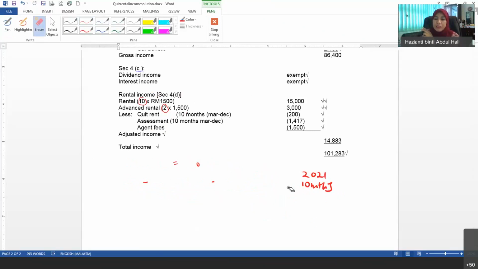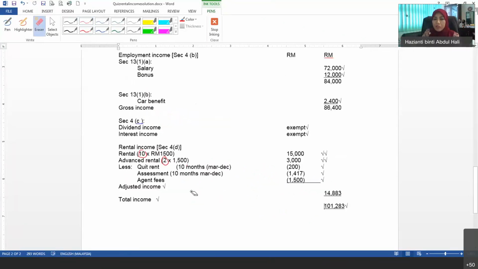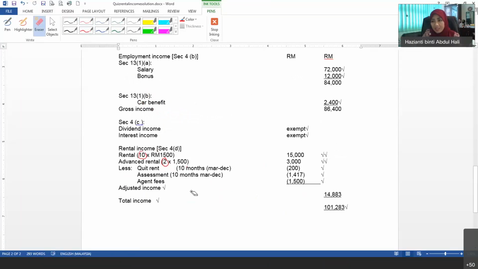The sentence mentioning that it is payable every quarter and so on is just to make you think. It's actually a 1 year rental.